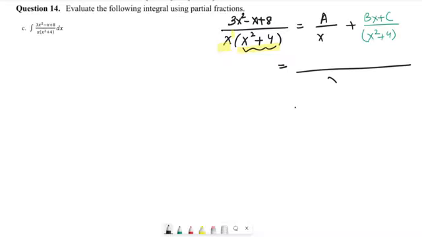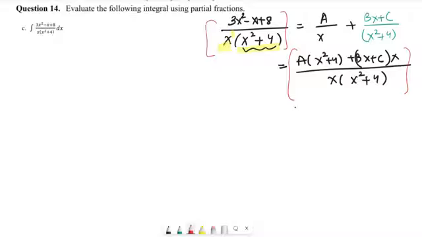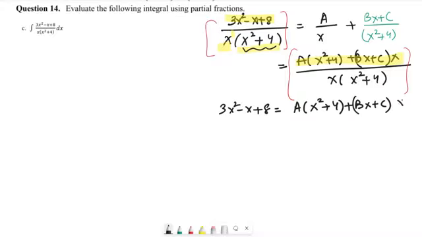Try to make the common denominator. That's multiplying the denominators. A will have to be multiplied with x squared plus 4, plus (bx plus c) will have to be multiplied with x. Because we know these two fractions should be equal to each other and their denominators are the same, therefore their numerators should be the same. So we can say 3x squared minus x plus 8 should be equal to A times (x squared plus 4) plus (bx plus c) times x.